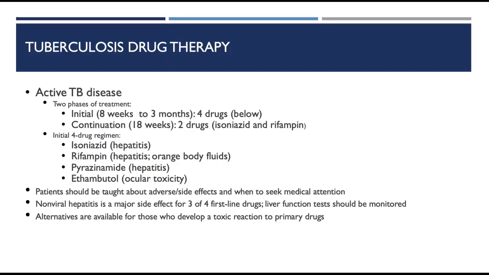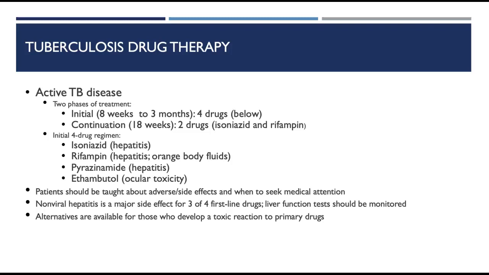So drug therapy for tuberculosis varies depending on the phase. In active TB, there are 2 phases of treatment. In the initial 8 weeks to 3 months, there are 4 medications below that they might get. And then continuation is 18 weeks where they get 2 drugs, isoniazid and rifampin.